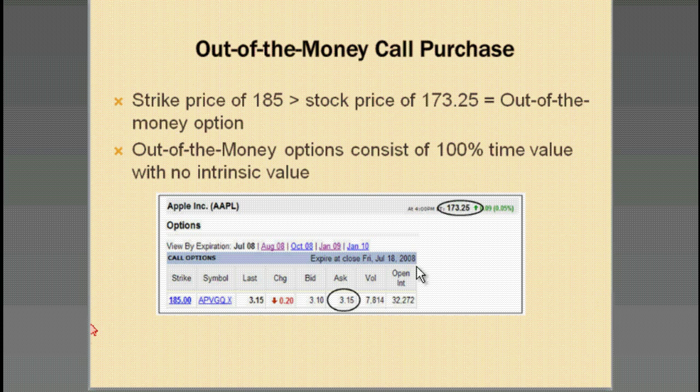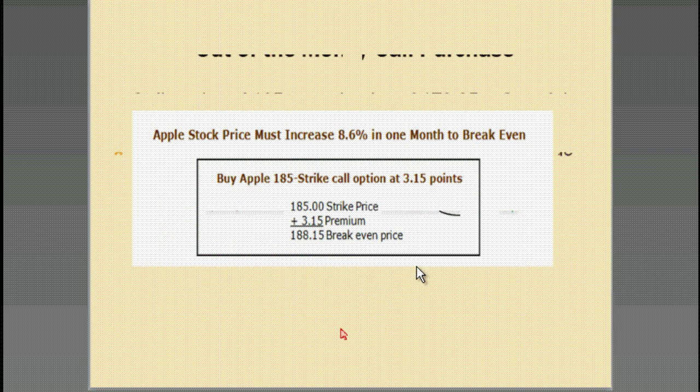Here's an example of an out-of-the-money call purchase. This is a snapshot of Apple options. This was several years ago. At the time, Apple was trading at 173.25, and the 185 strike price was trading at 315. So if you buy this 185 call option, you pay 315. And this would be an out-of-the-money option because the strike price of 185 is above the stock price at the time of 173.